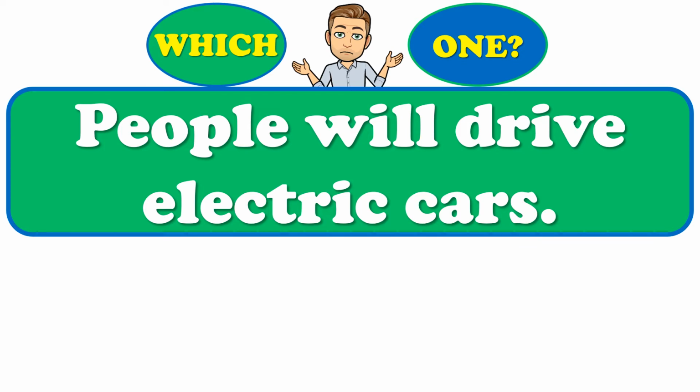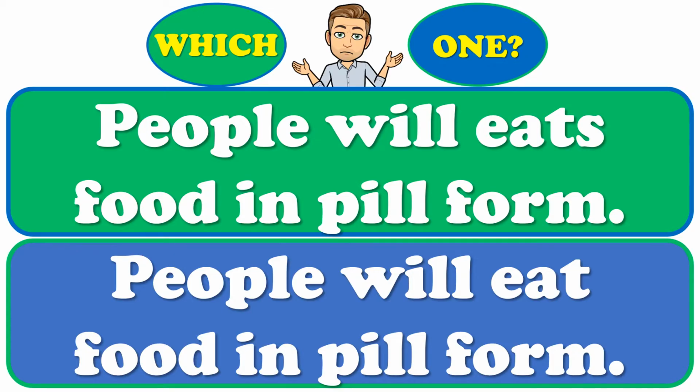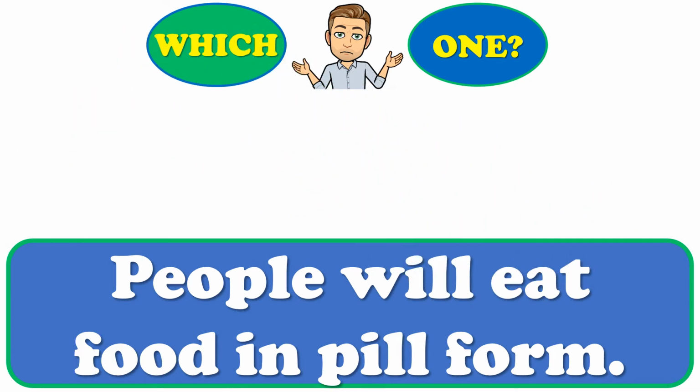Let's try another one. This time we're going to talk about the future of food. So people will eat food in pill form. So just like pills or like medicine. Which one of these do you think is right? The green one or the blue one? This time, it's the blue one. People will eat food in pill form. Maybe you think that's a prediction or maybe you disagree.